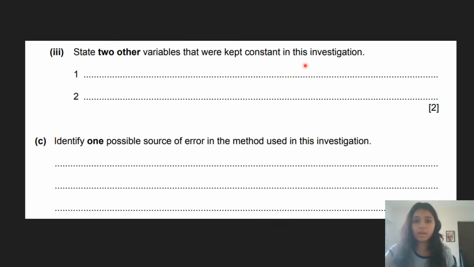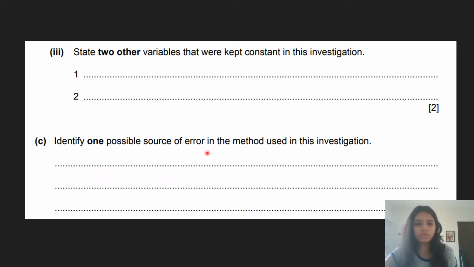Next, two other variables that were kept constant. So they've already said that one variable kept constant was the size and shape of the potato cylinder, which basically means that the surface area is kept constant. Now, two other variables, we discussed three. One was volume of H2O2, that was 5 centimeter cube. The second was concentration of H2O2, that's 3%. And the third was the time frame, that was 3 minutes. So you can add any two out of three and you're through. So variables that are kept constant are basically the variables that are standardized in the experiment. And these three were the standardized ones.